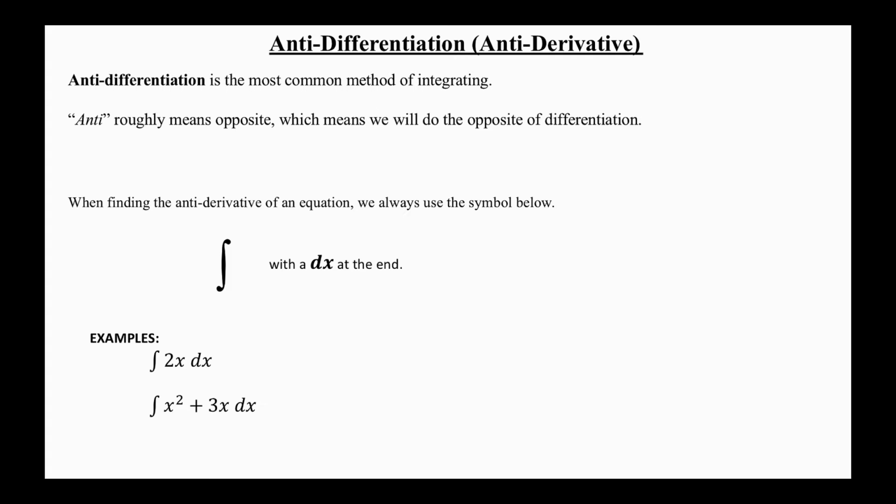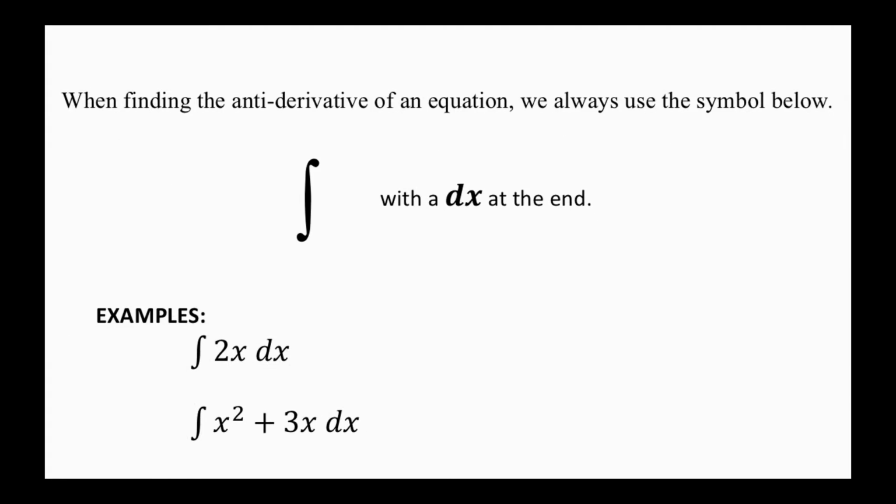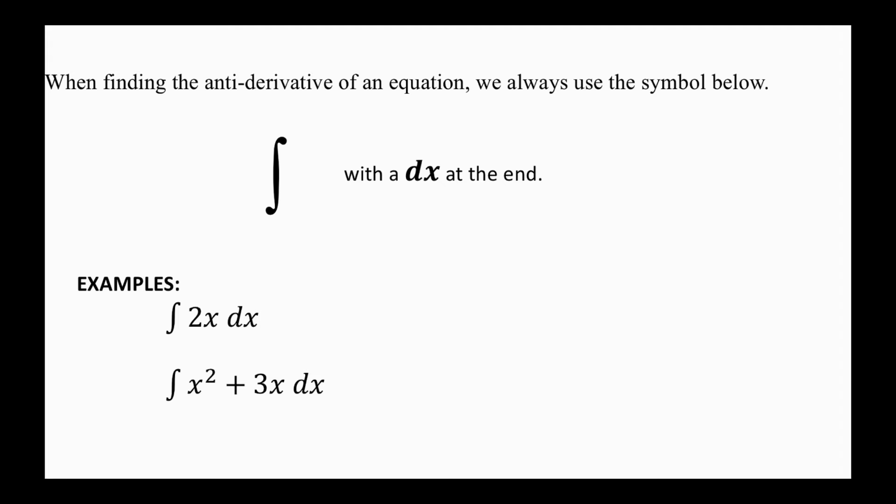Okay? So a couple things. When you are finding the antiderivative, we always use this little S looking thing. You're going to see this quite a bit, this little S looking symbol with a dx at the end. Anytime you see those, that's when we have to find the antiderivative. It's an integration symbol, but that's when we find the antiderivative. It's kind of like f prime, dy/dx, all of those symbols that you're used to seeing for derivative. It's the same thing for antiderivative. They have their symbols. So for example, there's a couple examples here.